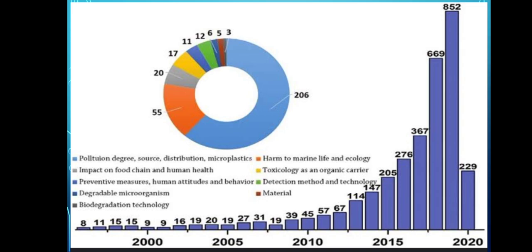And the orange is the effect of microplastic and nanoplastic on marine life and ecology. Yellow, that has 17%, is the effect of microplastic and nanoplastic as an organic carrier. And the parrot green, which has 12%, is detection method and technology. These are the points describing the effects and the sources from which we can control it.